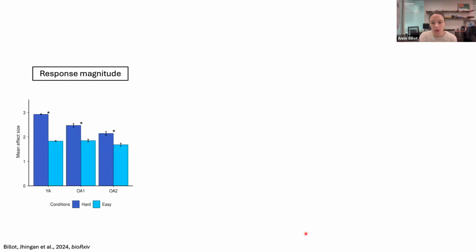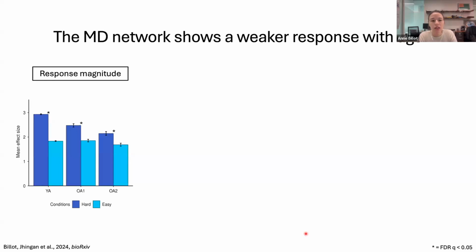And I'll start by showing you the differences we found between age groups in the multiple domain network, as most studies on aging have reported changes in this network. So here we found that older adults show lower response magnitude in the multiple domain network to higher cognitive loads. And this is consistent with the CRUNCH hypothesis, also called the compensation-related utilization of neural circuits hypothesis, which describes that older adults may reach a plateau in terms of how much their brain can compensate for task difficulty and may show reduced activation only for higher cognitive loads.